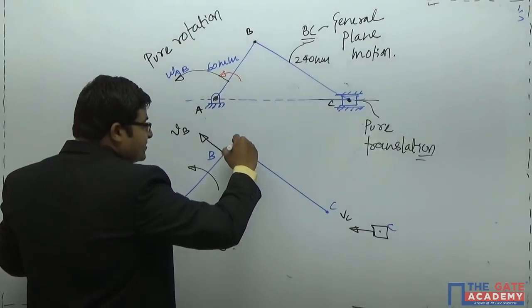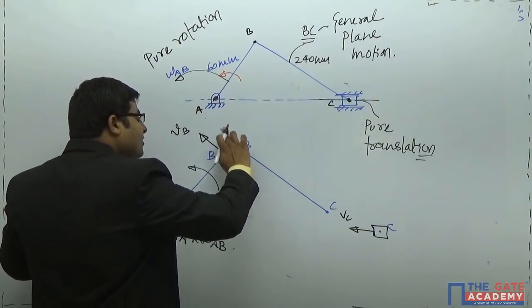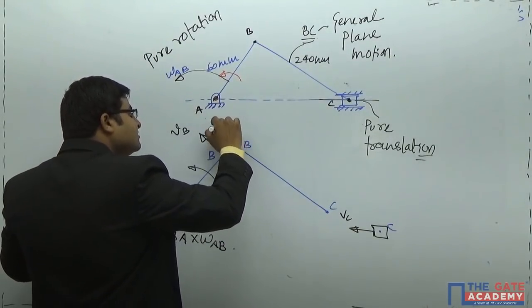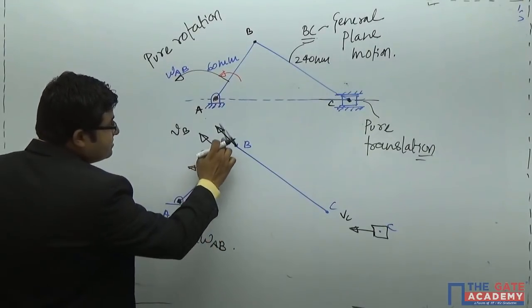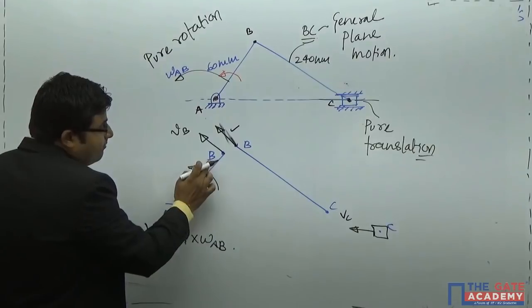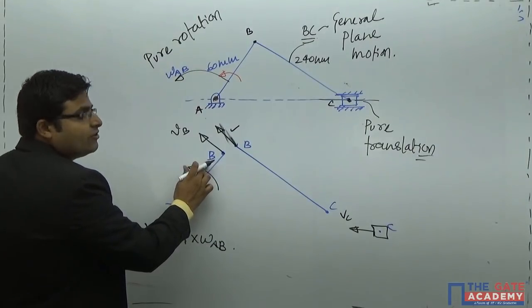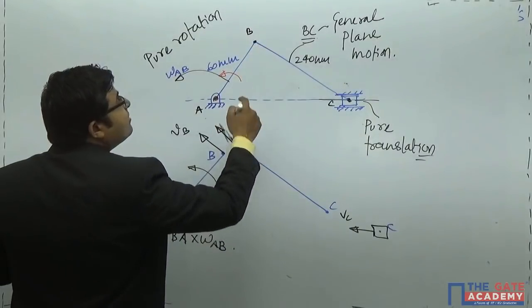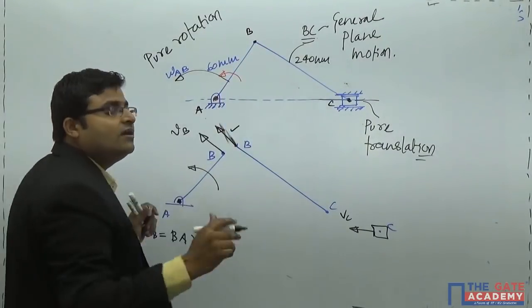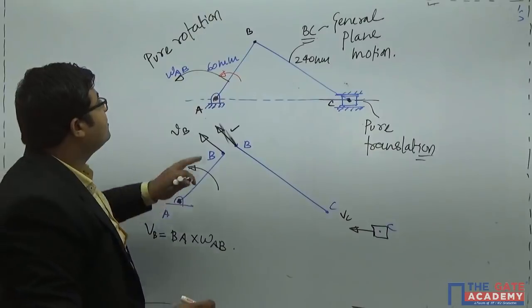Now it is not necessary that this is perpendicular to this or parallel to this. That will depend on the data also. But what we know is that this velocity is perpendicular to the crank only. Got it? It appears to be 90 degrees, but this angle is not necessarily 90 degrees. Don't get confused. Okay?